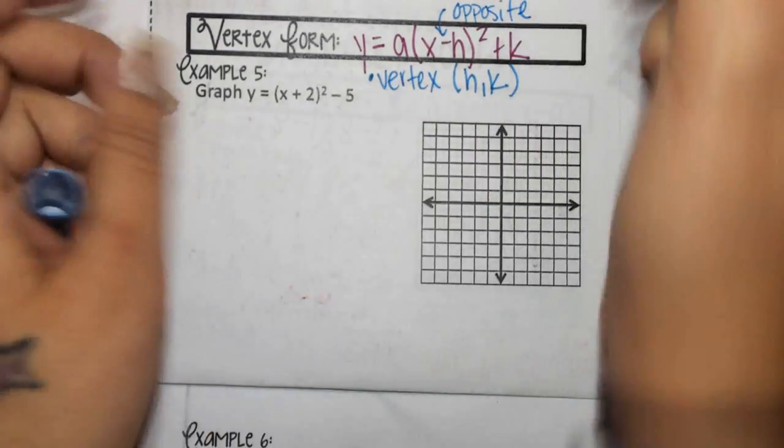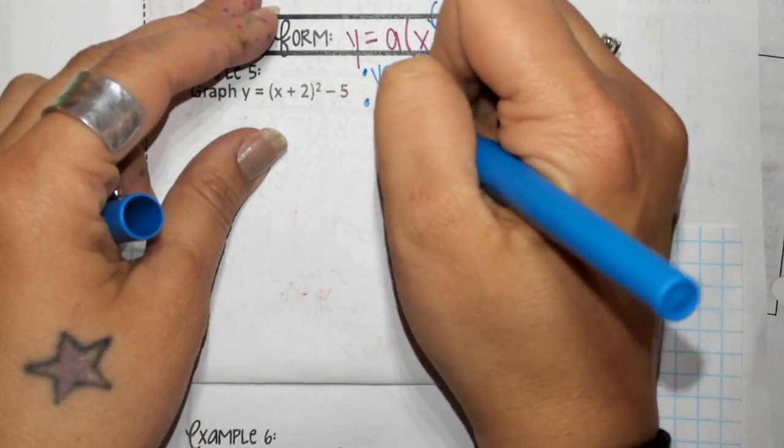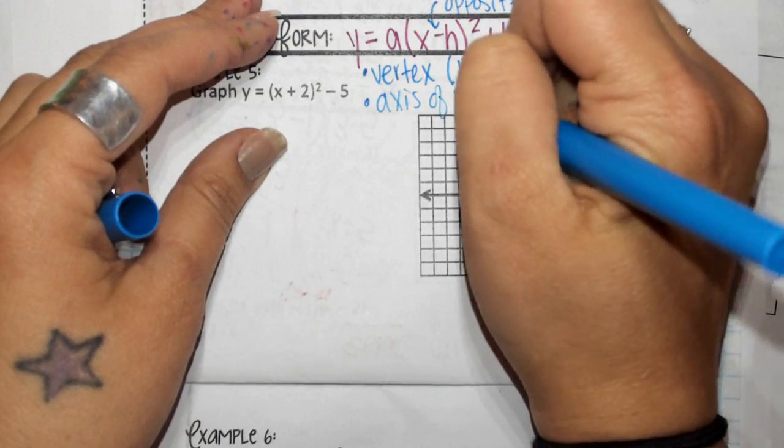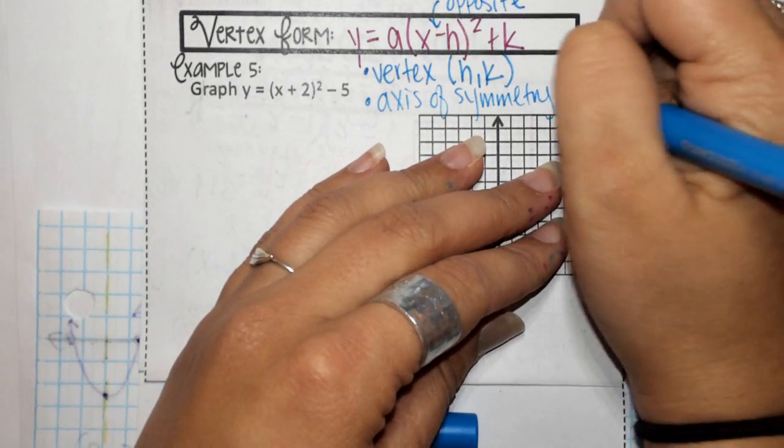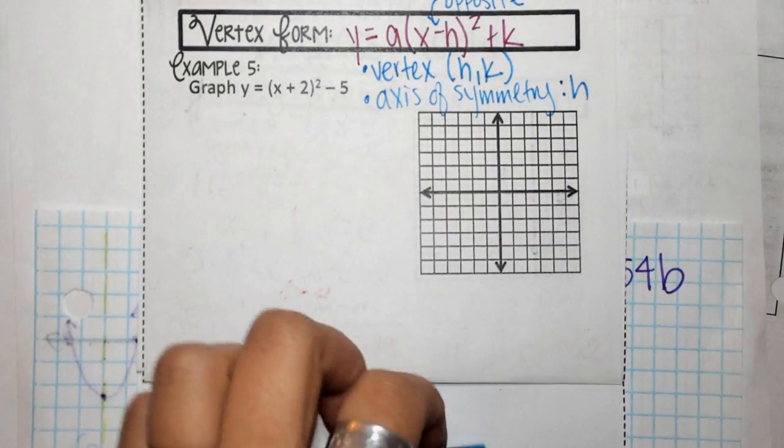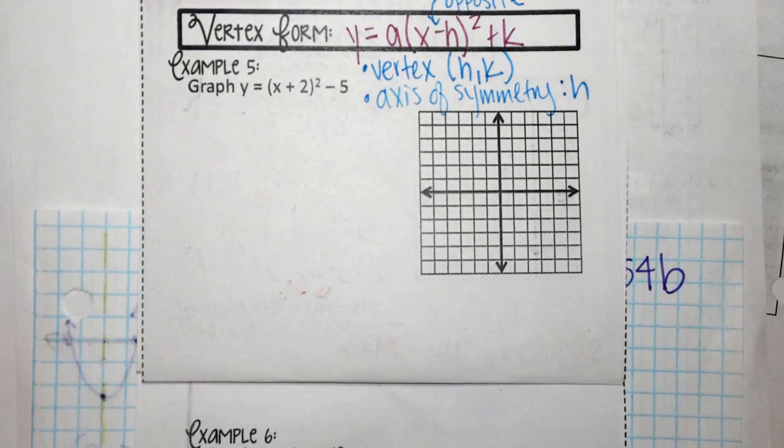Opposite. It also gives you the axis of symmetry, which is h. That's all it does.